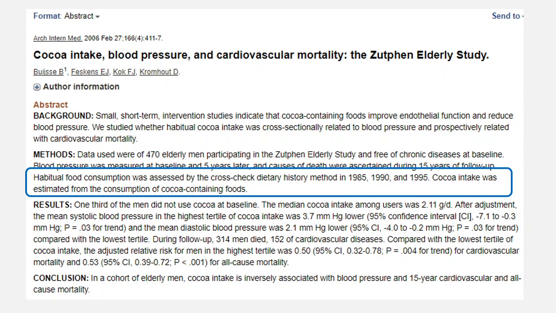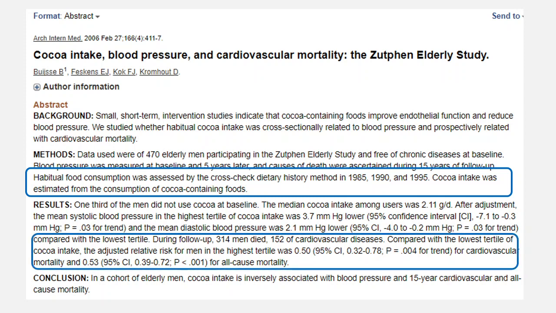Even disregarding that point, habitual food consumption was assessed over the course of a long-term longitudinal study, and cocoa intake was estimated. So here's one flaw to this study, right? They're not priming or manipulating chocolate consumption. They're just asking people about their food habits. They might not be accurate. They might not be remembering right. It's just basically an imperfect proxy.